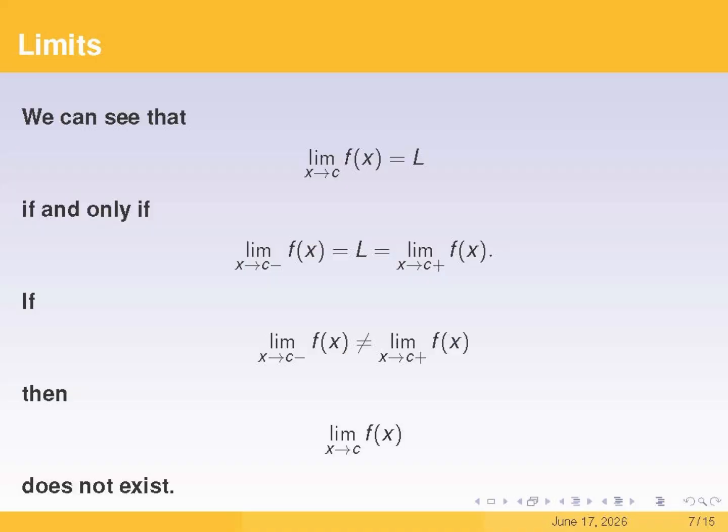This theorem states that the two-sided limit exists if and only if the left-hand and right-hand limits are equal. Conversely, if the two-sided limit exists, then the left-hand and right-hand limits must be equal. We will go over the proof later.